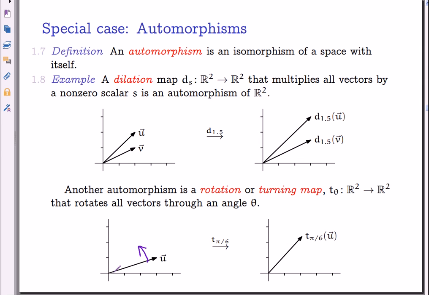I'll just draw one more vector here. If I had a vector going straight up along the axis, then the result would be here, rotated pi over 6. Any vector in R2 would have a similar rotated image under this mapping T pi over 6. Of course, pi over 6 was one particular choice. You could do T theta for any angle theta.